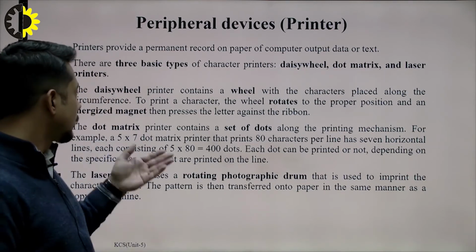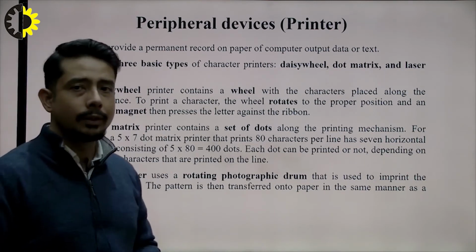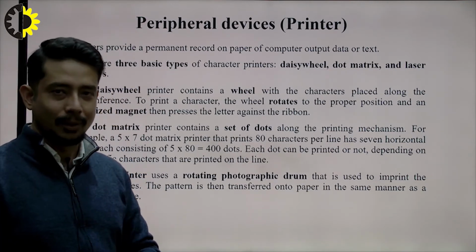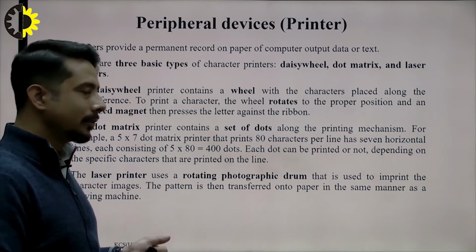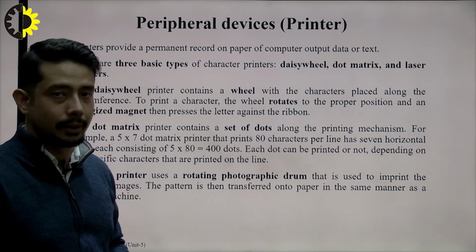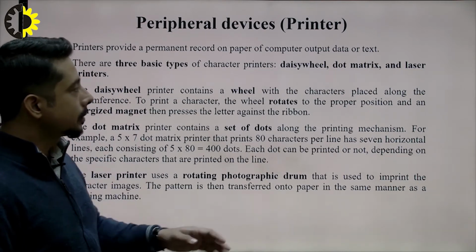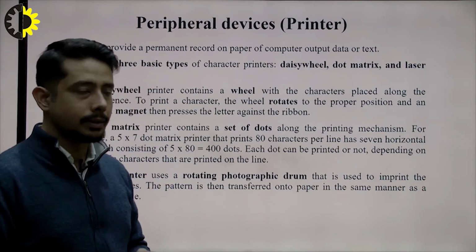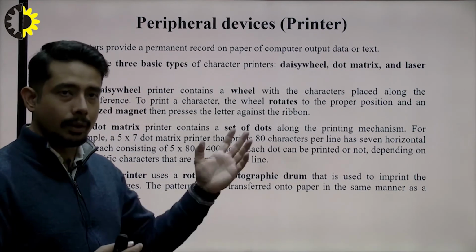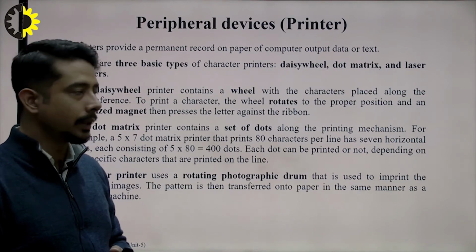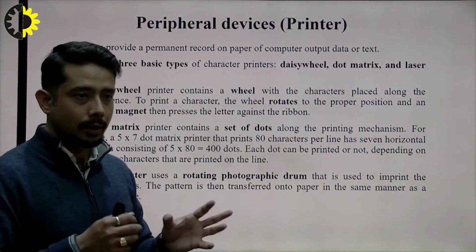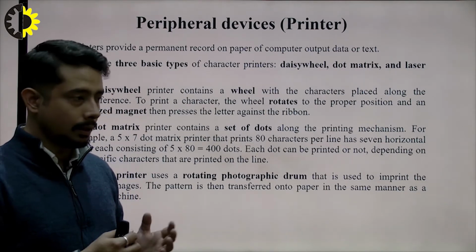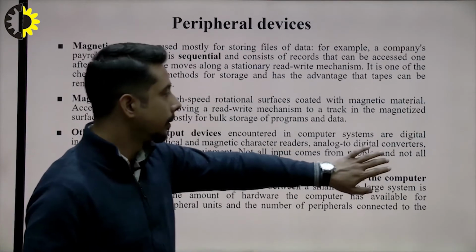But if we talk about dot matrix and daisy wheel printers, we have used them, but they are a little bit outdated right now. We are mainly using laser printers only. These are some of the examples that you can mention. I am trying to elaborate on the topic of peripheral devices, so that you can get a good idea of the different types of commonly used input output devices in computer architecture.